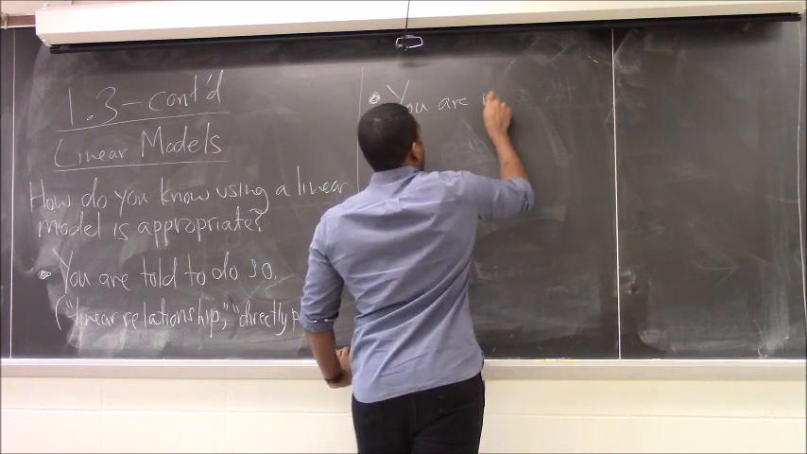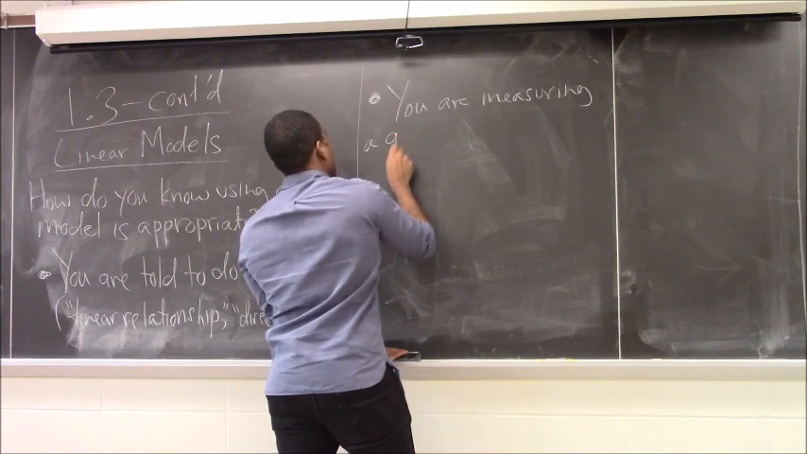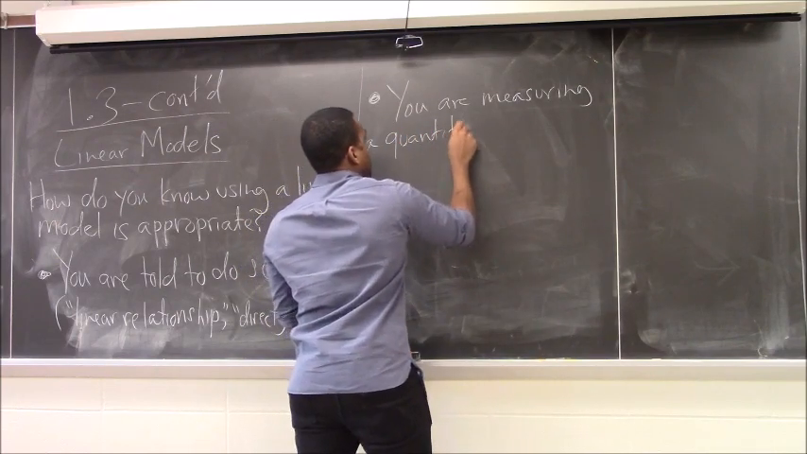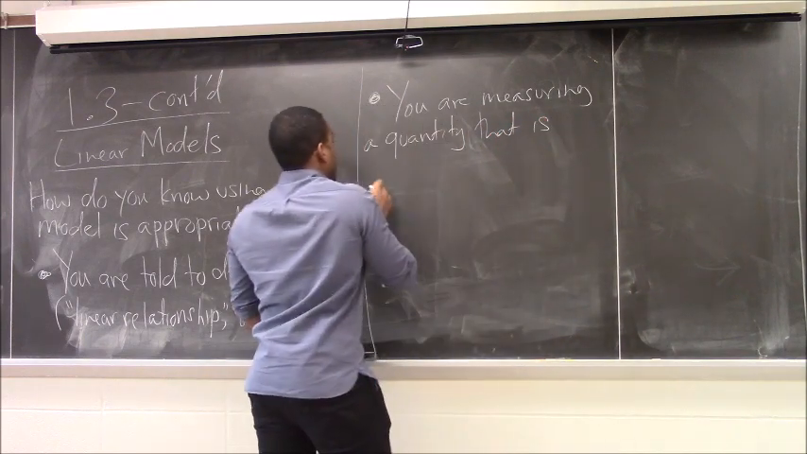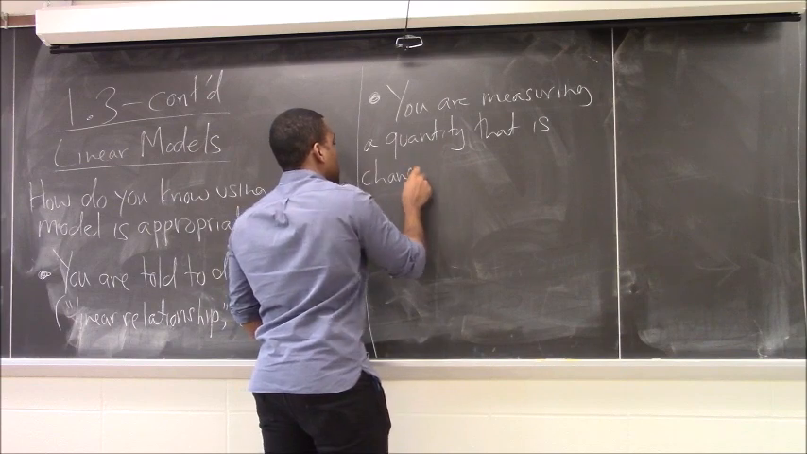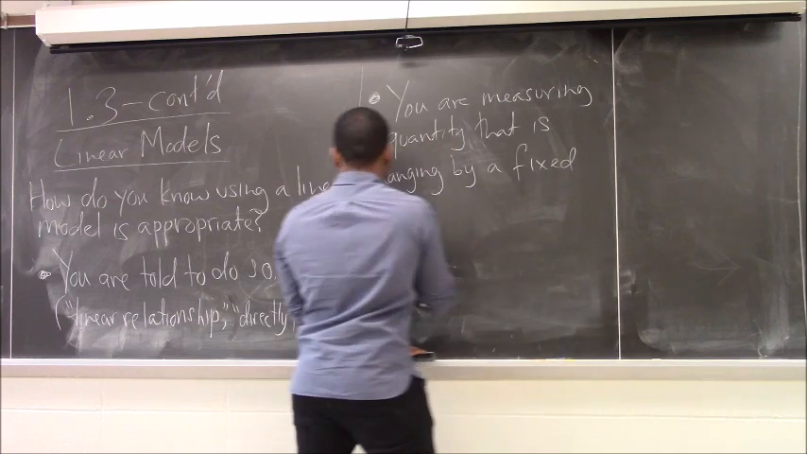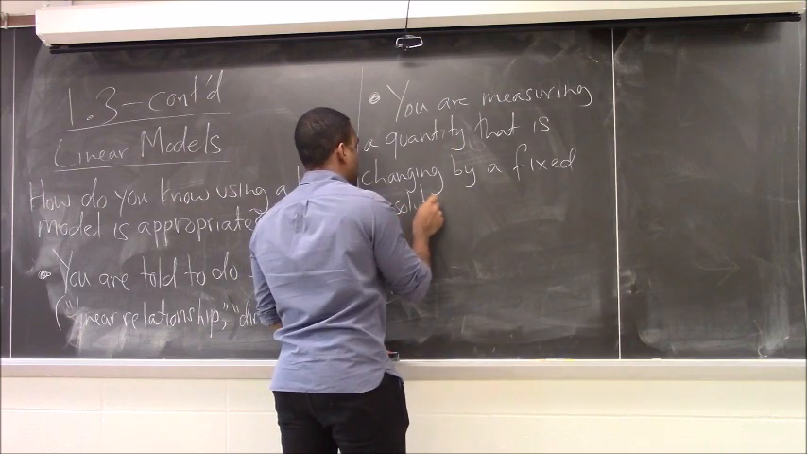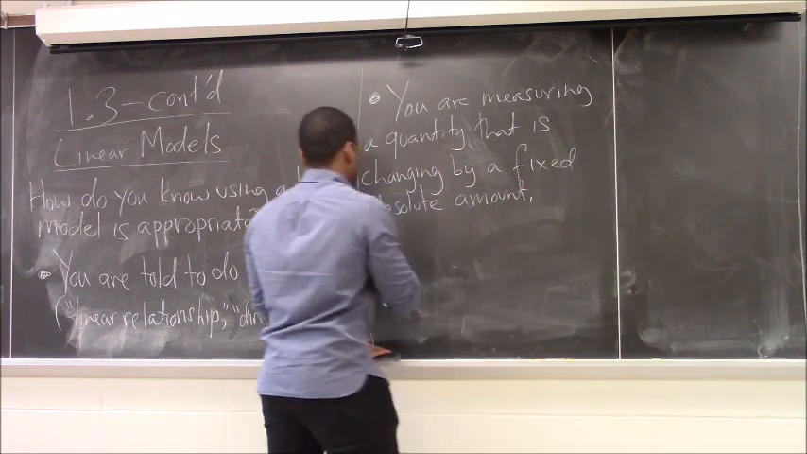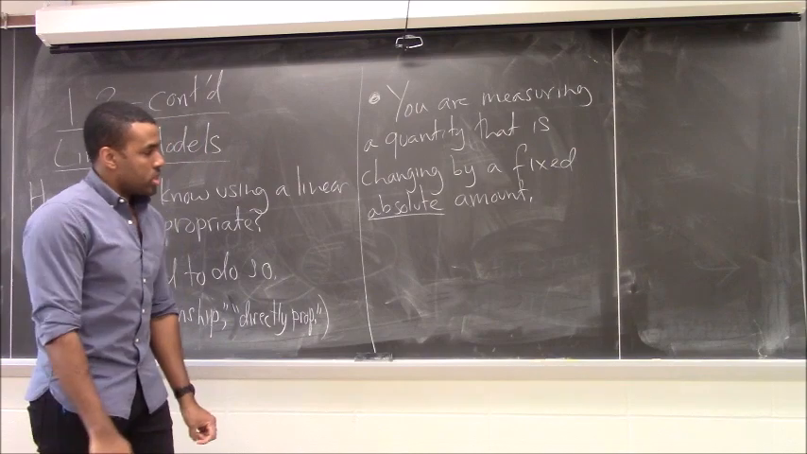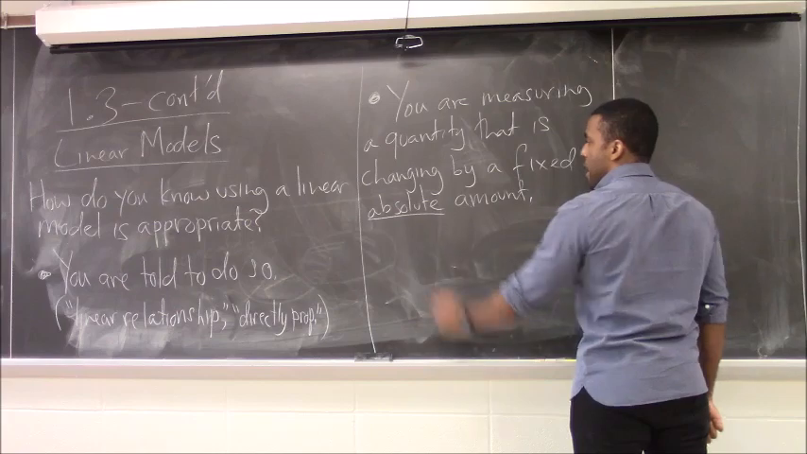You are measuring a quantity that is changing, meaning it can be increasing or decreasing by a fixed absolute amount. Right? Absolute is to distinguish it from something like relative amount or percentage amount. Absolute means it's just the magnitude of the thing that's changing.